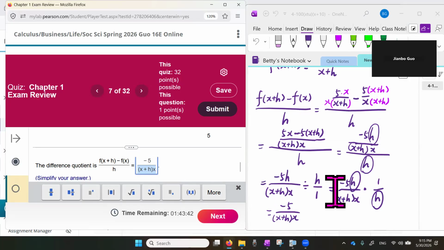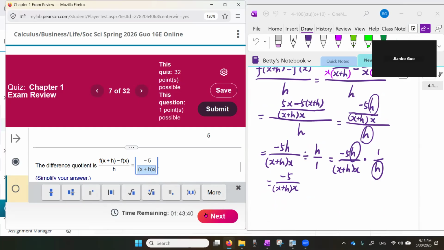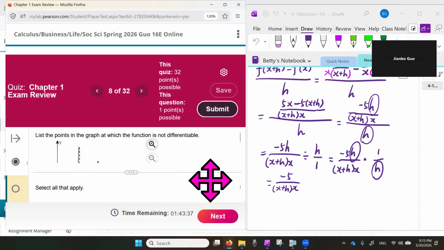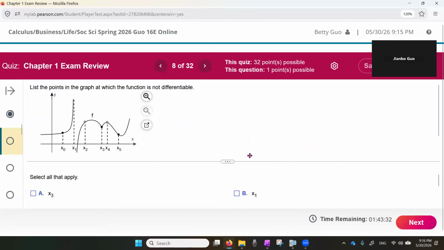Double check entry. All right, next. Question number 8. Let me maximize the page. List the points in the graph at which the function is not differentiable.